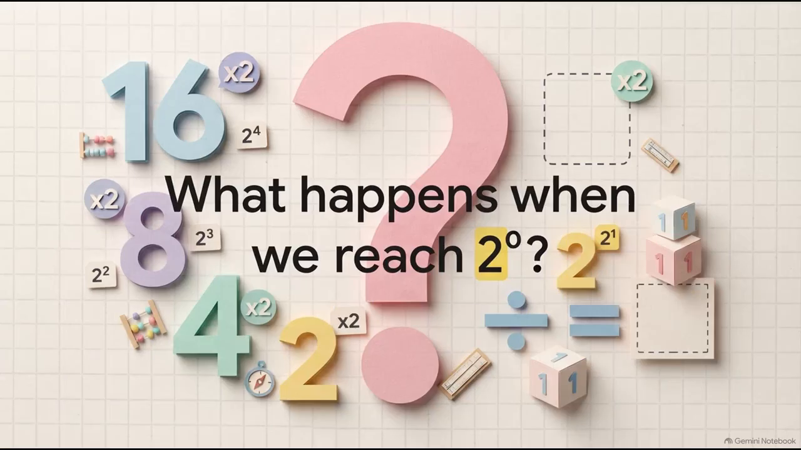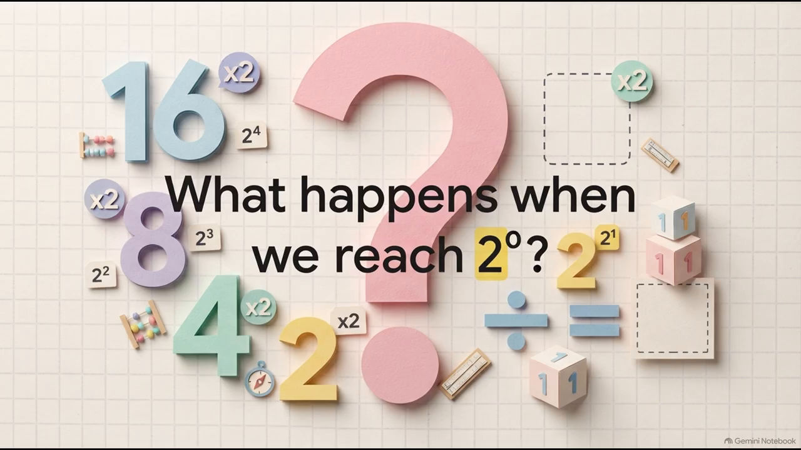So the really crucial point here is this logical pattern. Let's trace it downward. 2 to the 4th is 16. Drop the exponent by 1, and 2 to the 3rd is 8. Drop it again, 2 squared is 4. 2 to the 1st power is 2. Notice what's happening. Every single time we decrease the exponent by 1, we divide our answer by 2.